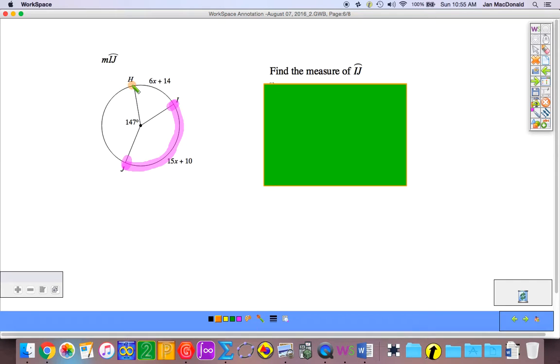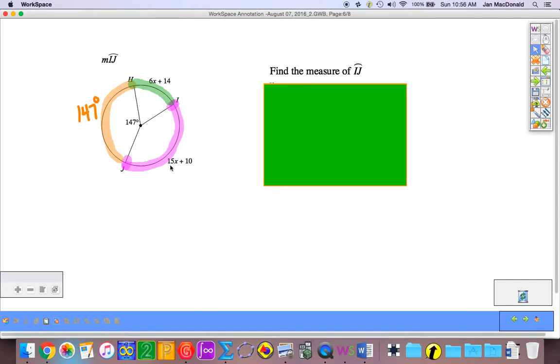So minor arc HJ has a measure of 147 degrees. And finally here, we have minor arc HI, which has been given to us using the expression 6x plus 14. We know all three of these arcs form the circle. Therefore, the sum of these three arcs must be 360 degrees. The whole equals the sum of its parts.